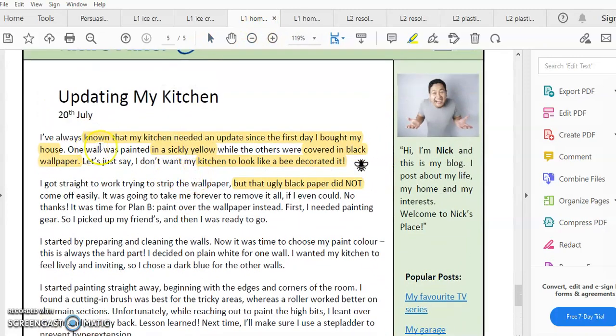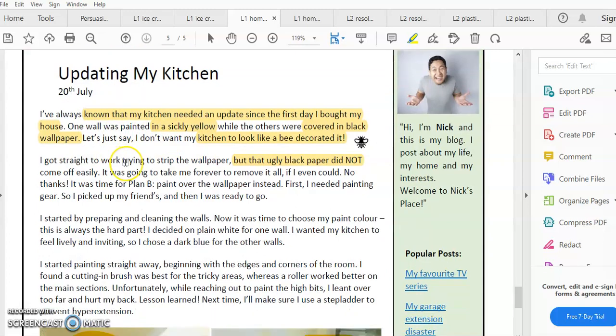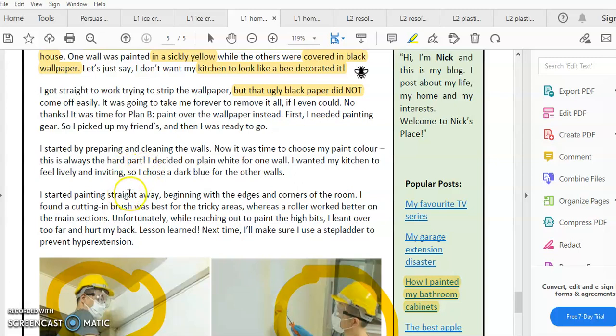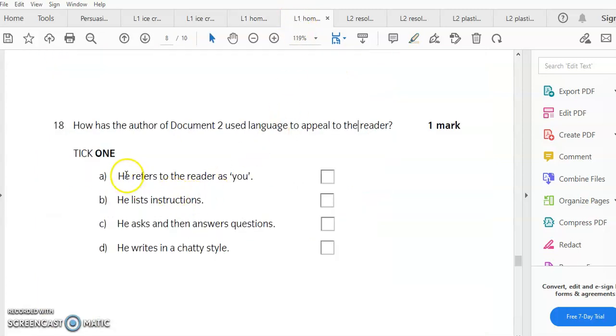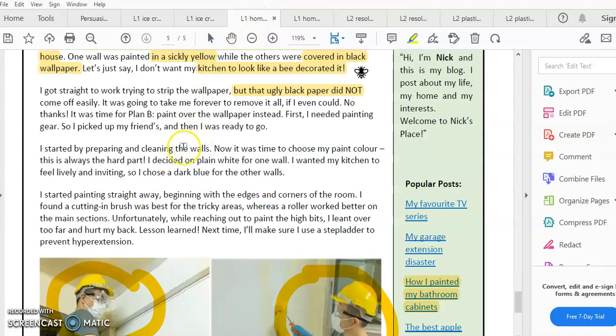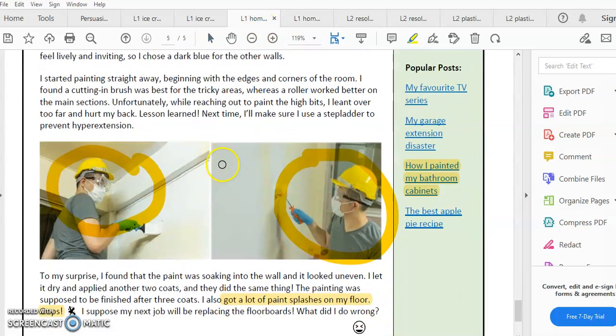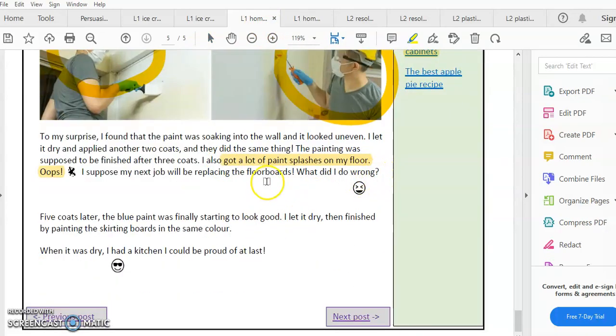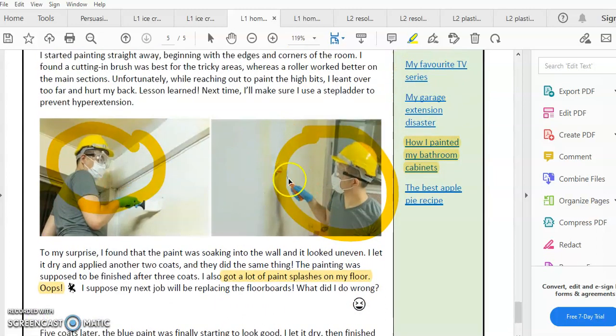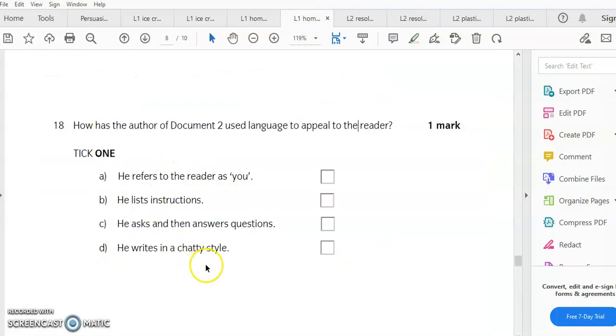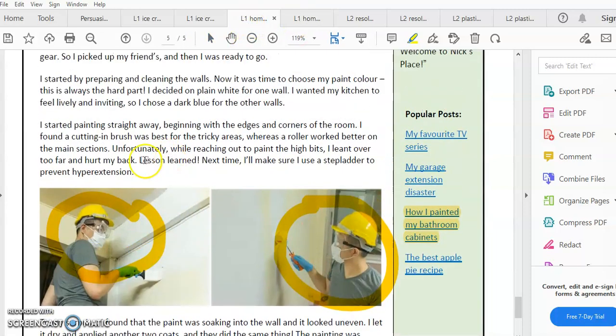Now, he's not really talking to us, is he? And again, he's not even giving us instructions either, so we can rule out those first 2, because while he's talking us through his process, he isn't listing instructions. And we can see one question here at the end, what did I do wrong? But he doesn't really answer those questions either, so looking through, it's going to be this one. He's writing quite a chatty style, and we can look here. He's using a lot of colloquialisms, a lot of slang, like lesson learned here.